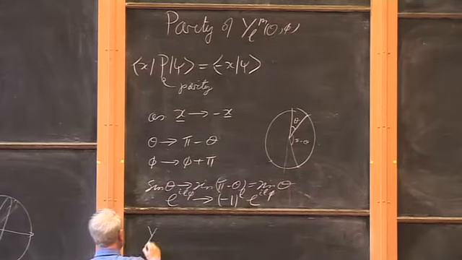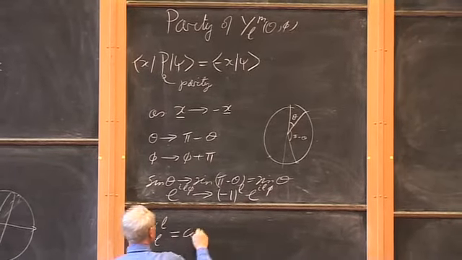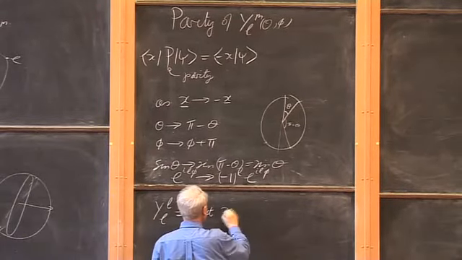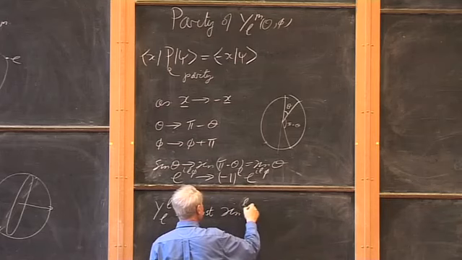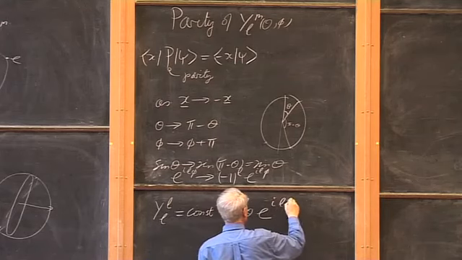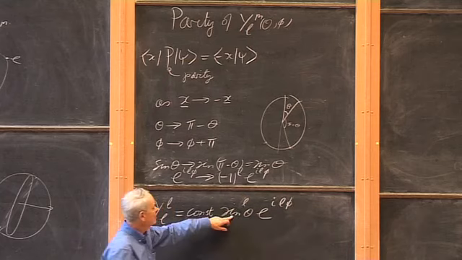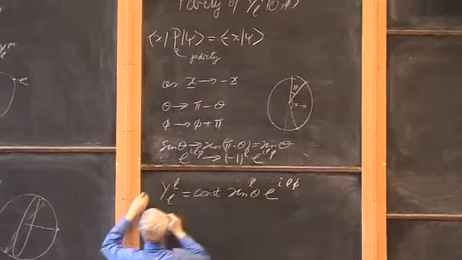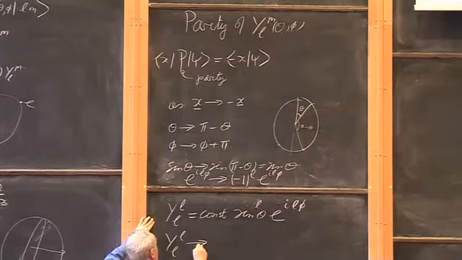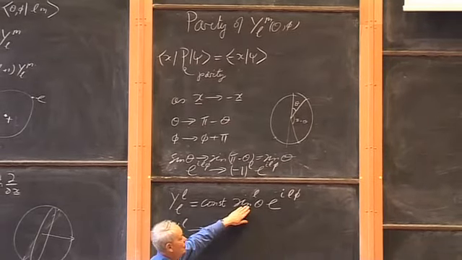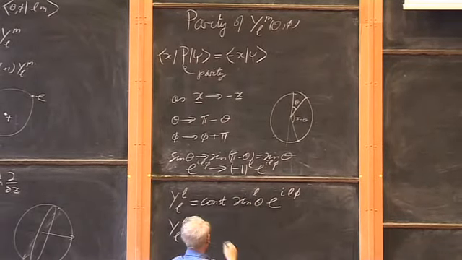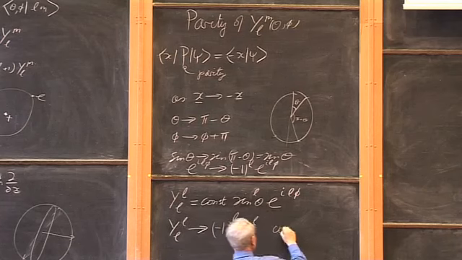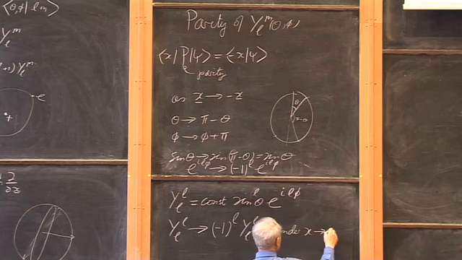Okay, now, YLL is a constant, rather a yucky constant, so I won't bore you with it, times sine to the L theta, e to the I L phi, as we've proved. So this thing does not change at all. So YLL goes to, this doesn't change sign, and this one changes sign. So it goes to (-1)^L times YLL. That's under x goes to minus x.